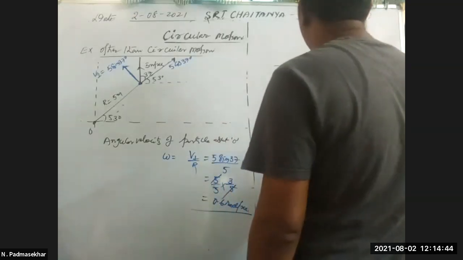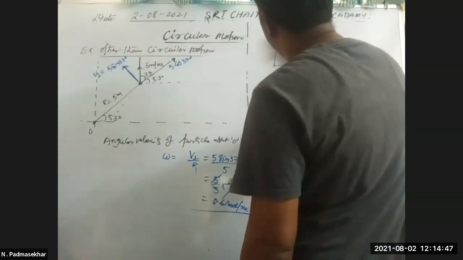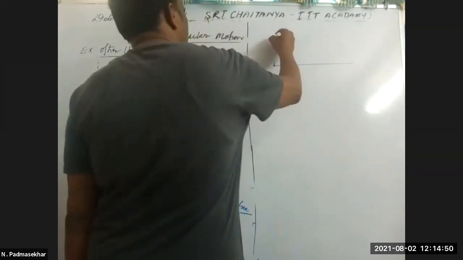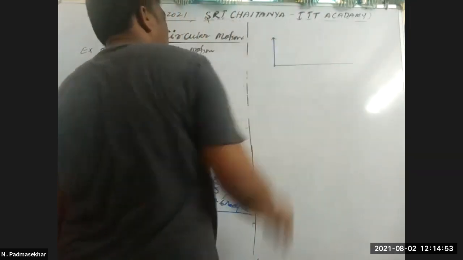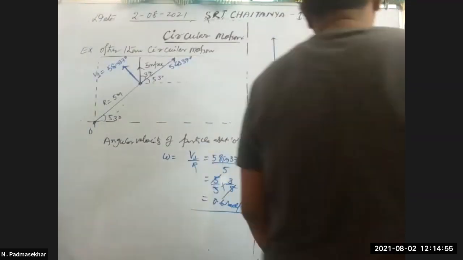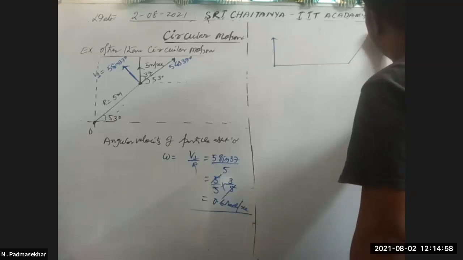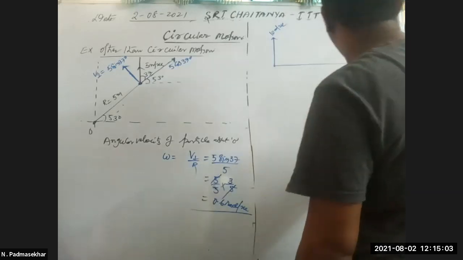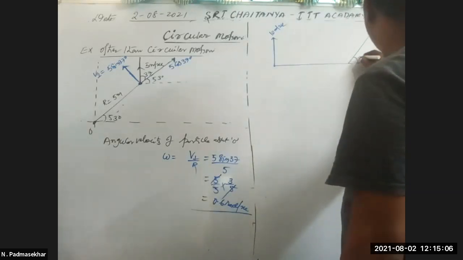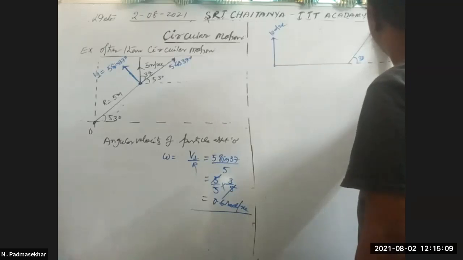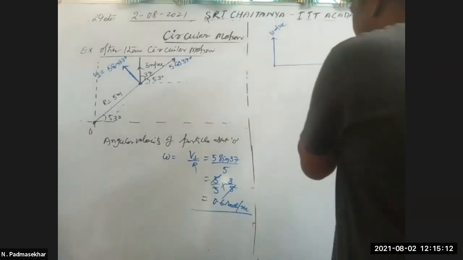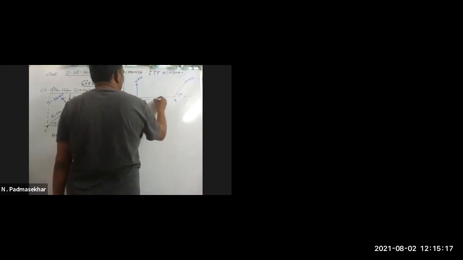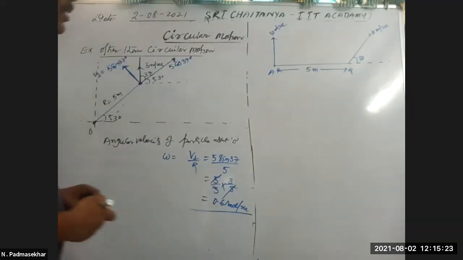Suppose here there is a particle. So the particle is moving like this, and this particle is going like this. It is 10 meters per second. It is at 30 degrees, 10 meters per second, same. So this is A and it is B. In between these two, there are 5 meters.